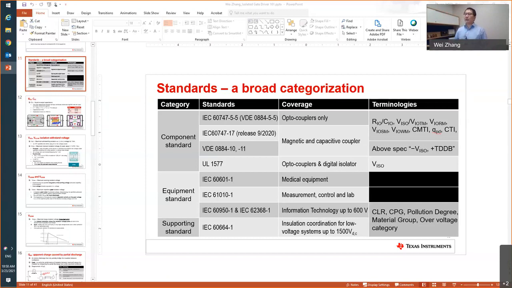But 60 volts, I can tell you, no matter IEC 60950 or IEC 62368, the new standards are all talking about 60 volts. So 60 volts should be applied in your design. That is my understanding.